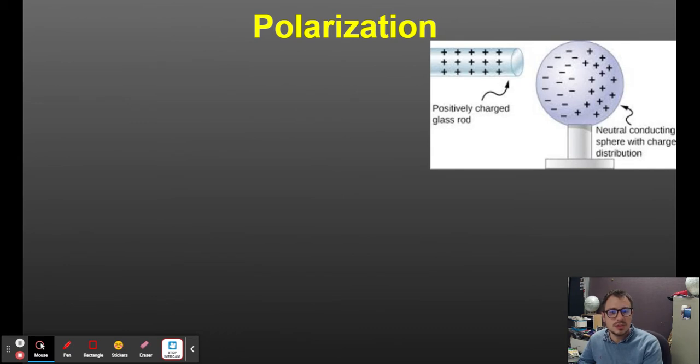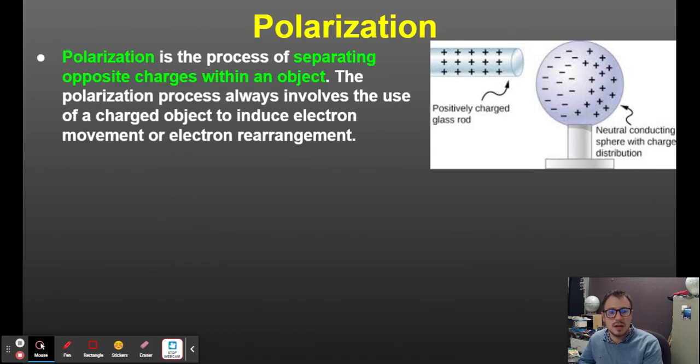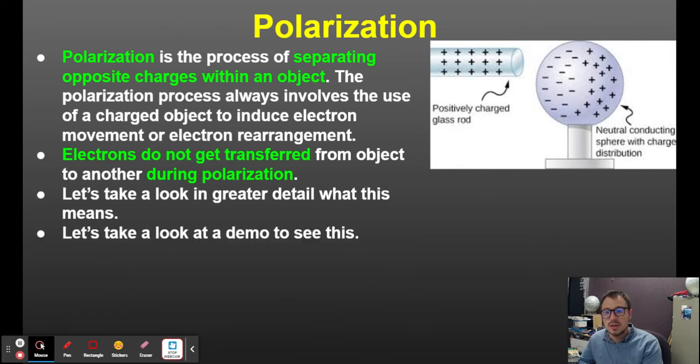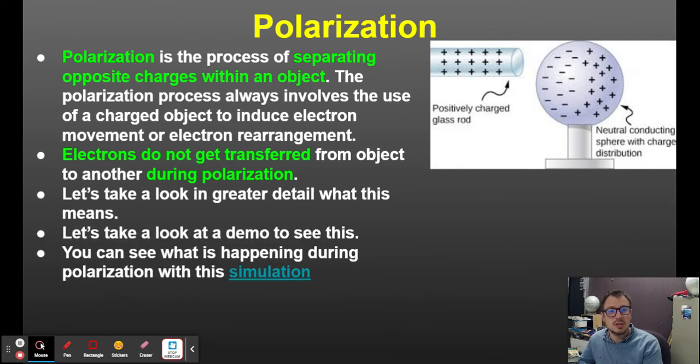So let's talk about different types of charging and polarization. Polarization is the process of separating opposite charges within an object. The polarization process always involves the use of a charged object to induce electron movement or electron rearrangement. Now, the electrons do not get transferred from one object to another during polarization. So you can look at that during this simulation.